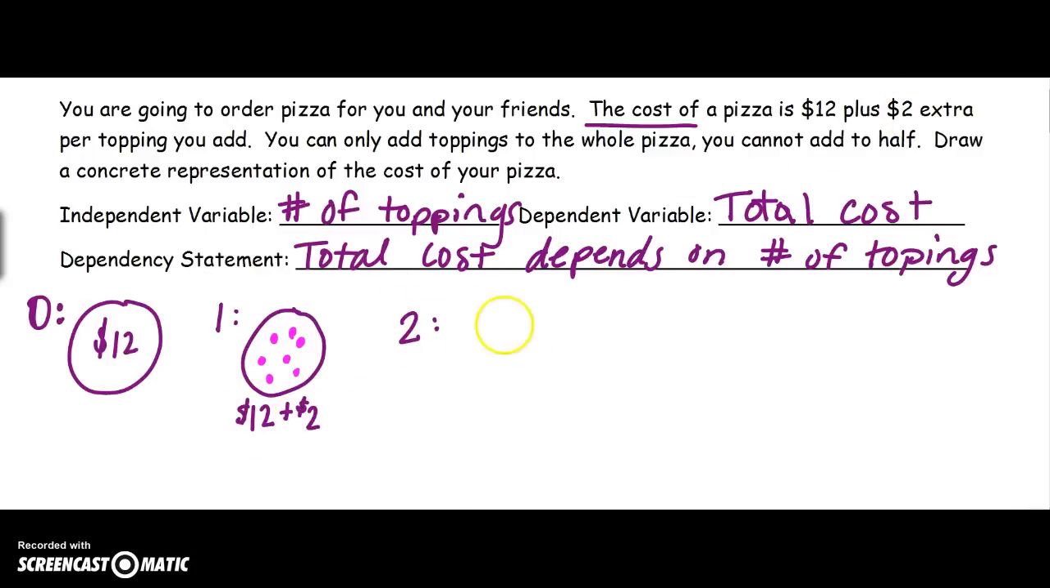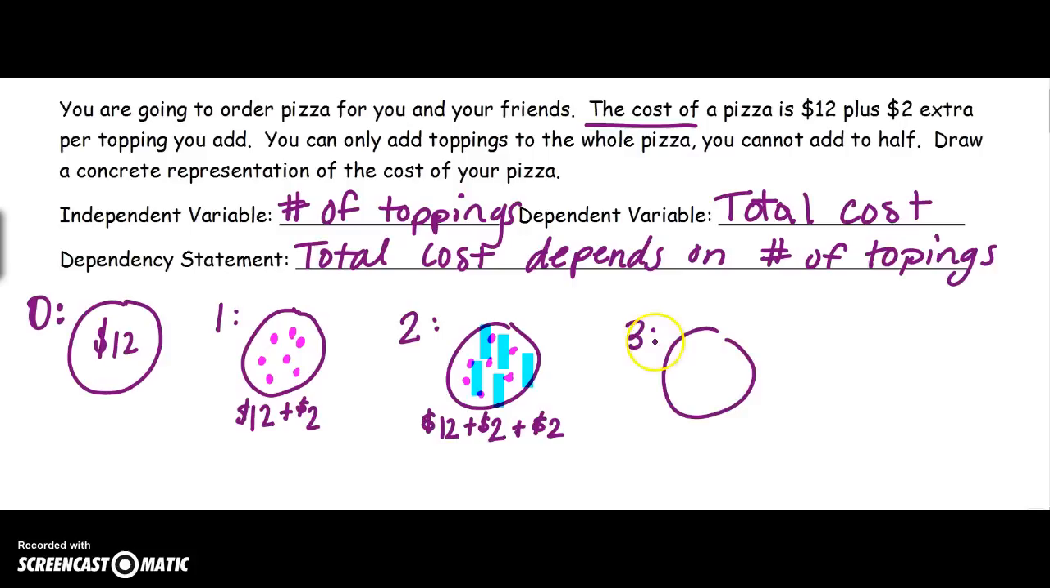If you add 2 toppings, let's say you have the pepperoni, the pink pepperoni, and then you want to add green pepper, I guess blue pepper. So you have the $12 for the cheese pizza, plus the $2 for the sausage, plus the $2 for the blue pepper, green pepper.